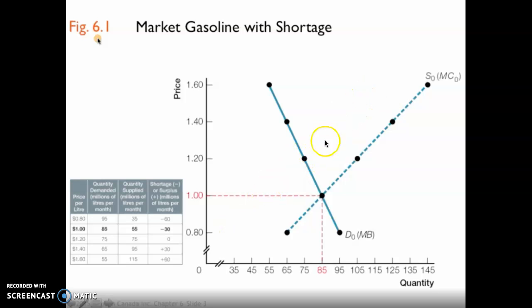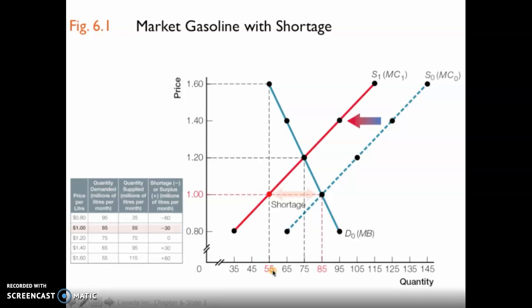Something happened in the Middle East, and there's a shortage of supply for gasoline. Then you would see that the supply curve will shift to the left. So in a second, I'm going to show you. It will shift to the left just like that.